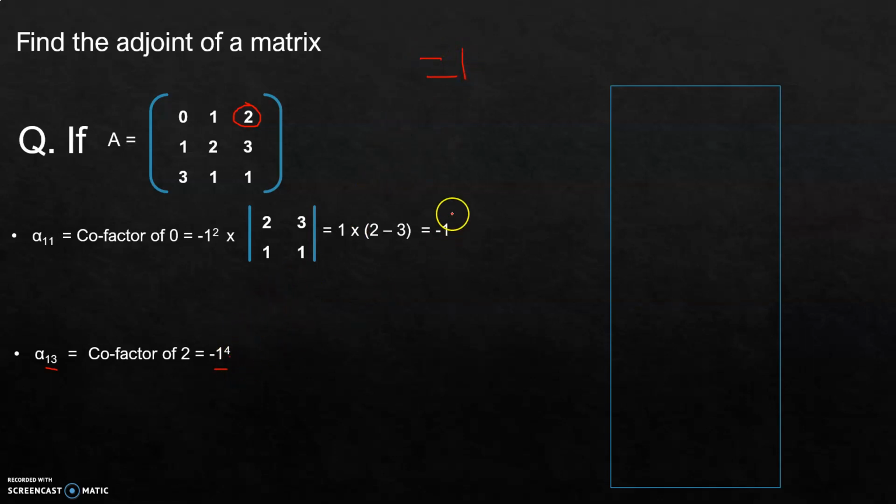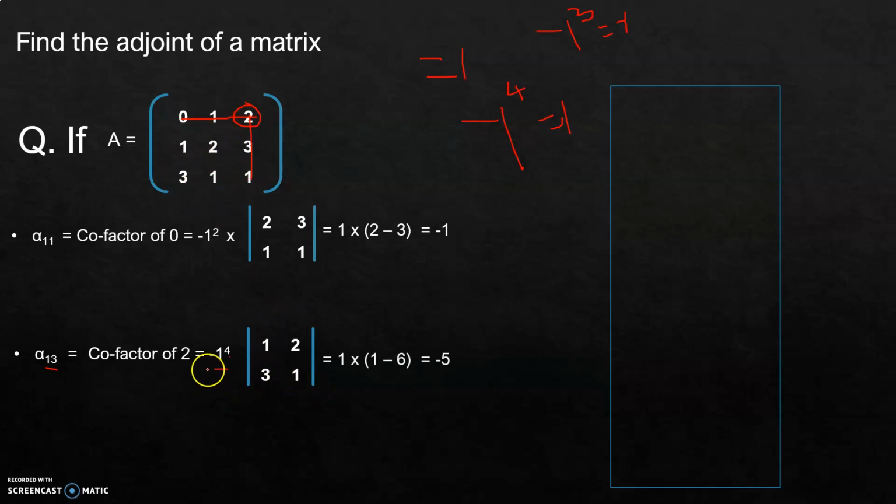So just for remembering, if minus 1 is powered by an even number like 4 or 2, it will be 1. If minus 1 is powered by an odd number like 3 or 5, that will be minus 1. So minus 1 whole raised to 4 is equal to 1, into the determinant value. If we are finding the cofactor of 2, we need to delete the first row and the third column in which the element 2 lies. So the remaining items are 1 3 2 1.